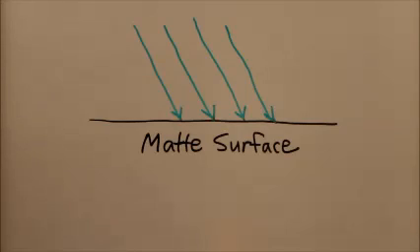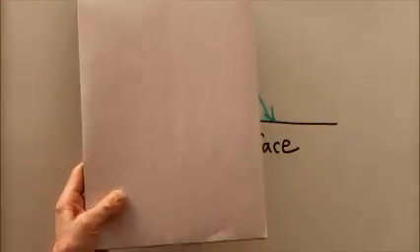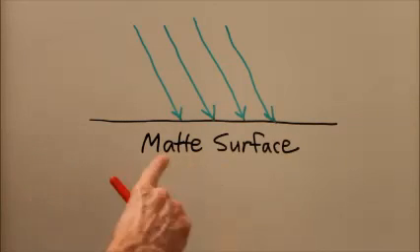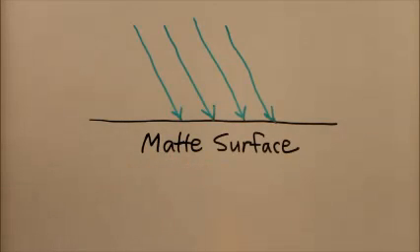Well, by matte, we mean more or less flat, like this paper, like most white printer paper. The surface of this beige board is not exactly matte. It's kind of matte, but not perfectly, because it is somewhat shiny. But matte is like flat paint.